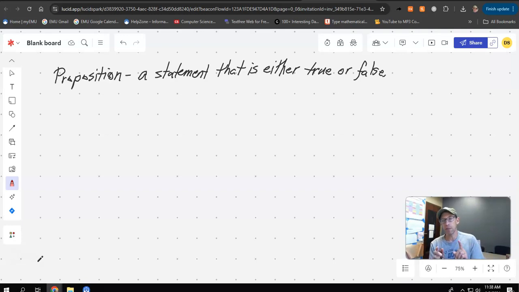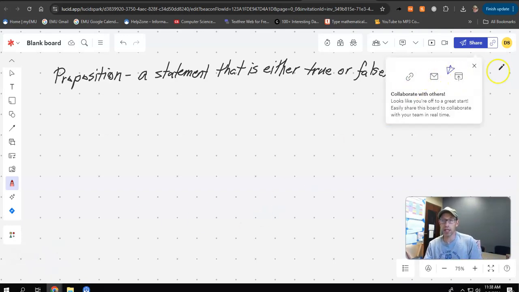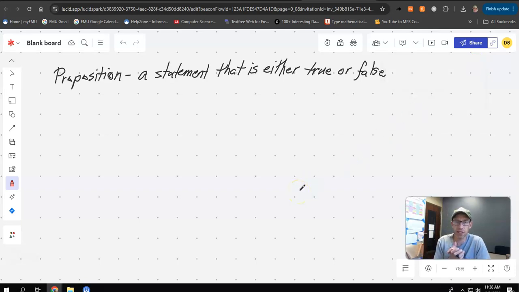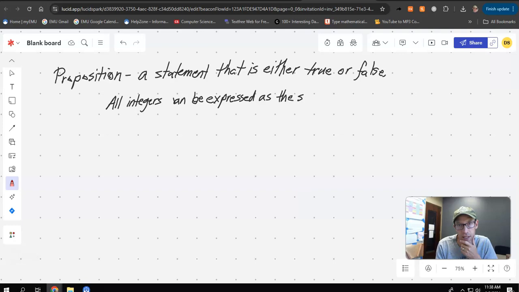And you might not know whether or not it's true or false. Say, for example, if it's a statement like all integers can be expressed as the sum of three cubes. There we go. All integers can be expressed as the sum of three cubes.